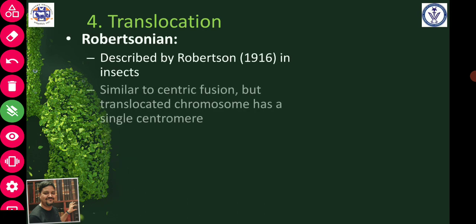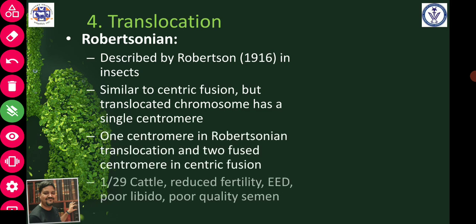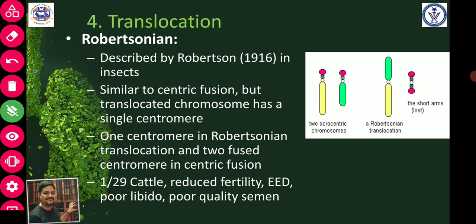Now again, the Robertsonian translocation. I have already discussed the Robertsonian translocation. Actually it was described by Robertson in 1916 in insects. This is similar to centric fusion as I have told you, but the translocated chromosome has a single centromere. So one centromere will be lost in due course of time, and that will lead to Robertsonian translocation. So one centromere in Robertsonian translocation and two fused centromeres in centric fusion. This is the difference between centric fusion and Robertsonian translocation.